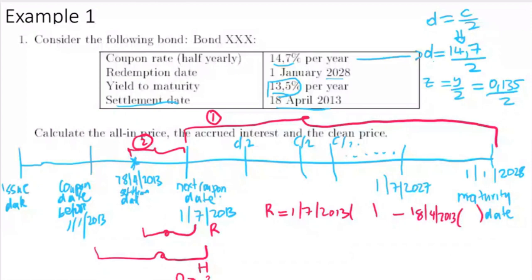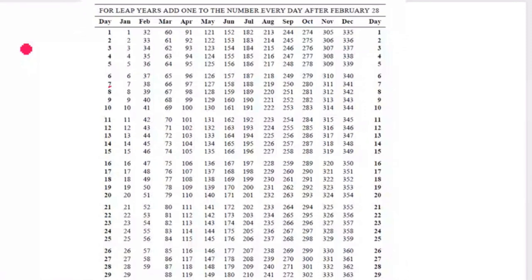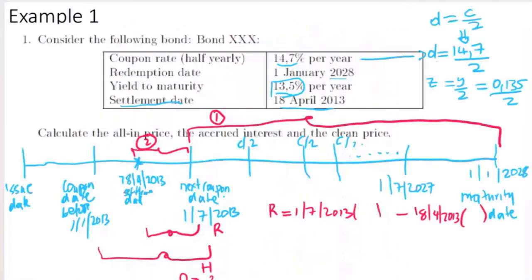So now you can come here and look for 1st of July. Okay, so now you've got 1st of July, that is 182. And then you also need 18th of April. 18th of April is going to be 108. So those are the number of days we are going to be including here. So 1st of July, when you look at that table, it is 182 days, and then 18th of April, it is 108.